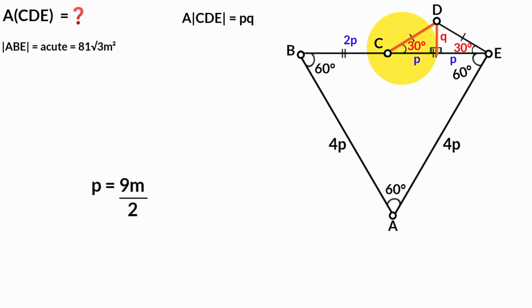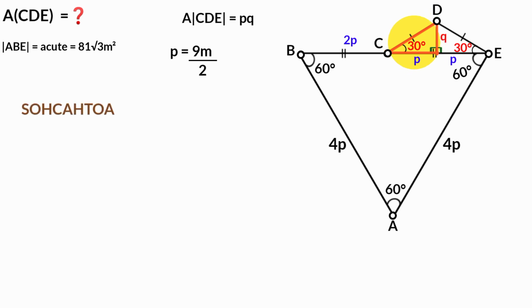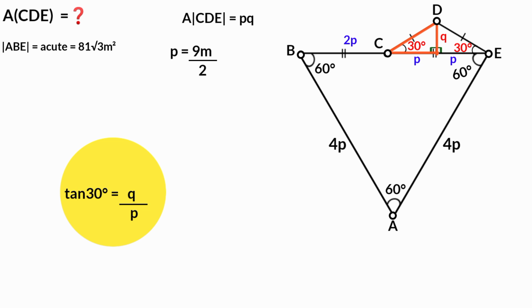Okay, now coming back to this triangle here. Since it is a right angle triangle, we can use a shortcut tool. Taking this angle as theta, this is the opposite and this is the adjacent. From here, tan theta equal to opposite over adjacent. Theta is 30 degrees, opposite is q, and adjacent is p. So tan 30 degrees equal to q over p. Now 30 degrees is a special angle. The tan ratio of 30 degrees is root 3 over 3.